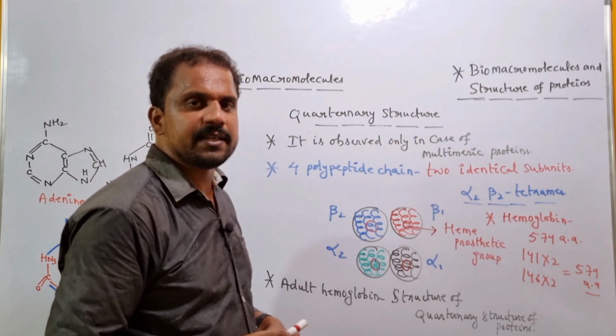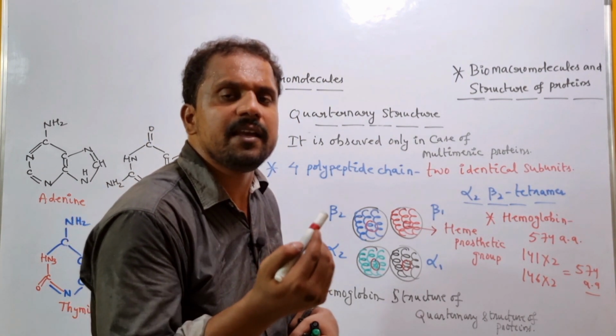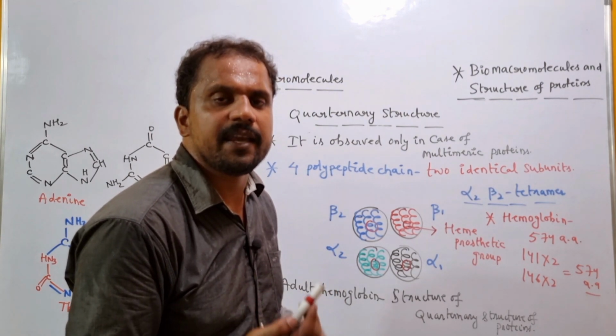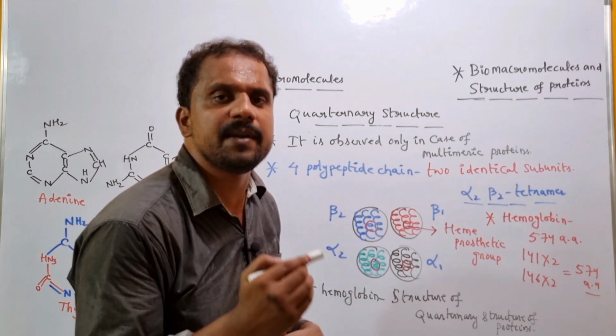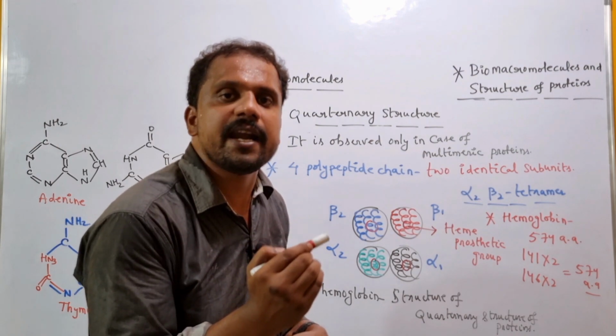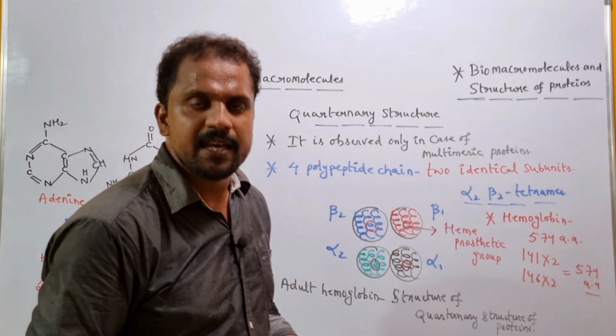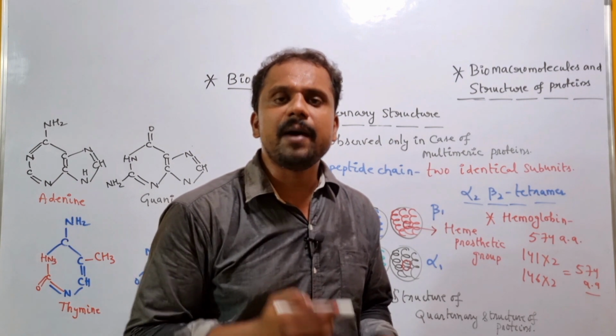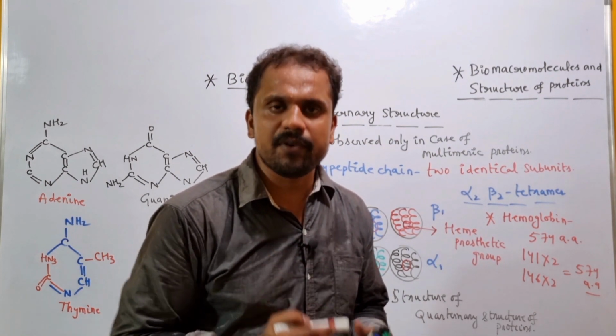And as I have already mentioned, the tertiary structure of protein can be well studied in myoglobin. The tertiary structure of protein is stabilized by hydrogen bonds as well as disulfide bonds. Is it clear? So this is regarding biomacromolecules and the structure of proteins in detail.